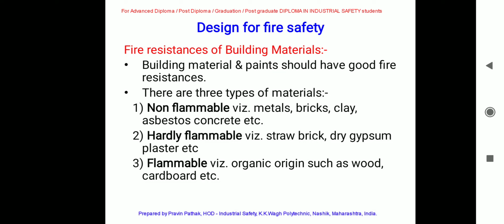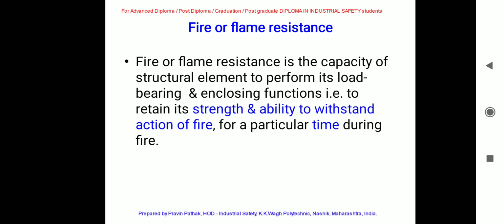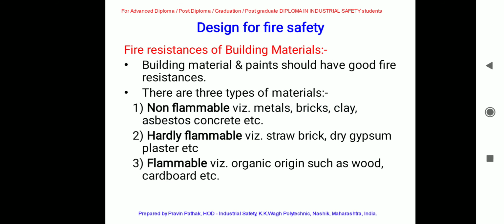There are three types of materials: non-flammable, hardly flammable and flammable. Non-flammable means materials which can't catch fire easily, like metals, bricks, clay, asbestos, concrete, etc. It requires a very high temperature to catch fire, so it is non-flammable. Hardly flammable means it requires a moderate temperature or heat to catch fire, for example straw brick, dry gypsum, plaster, etc.